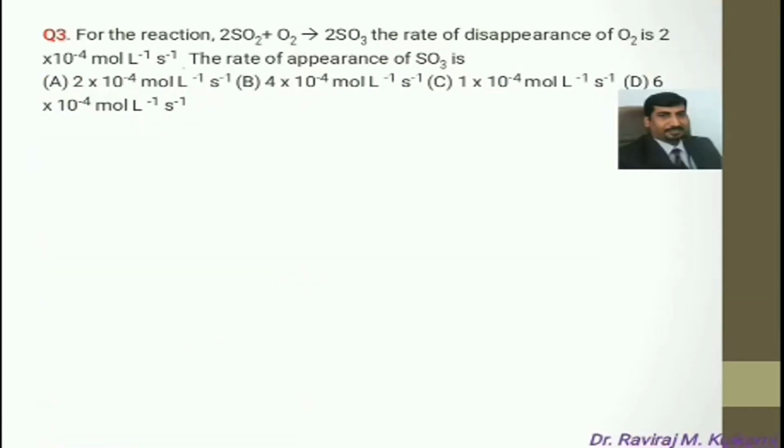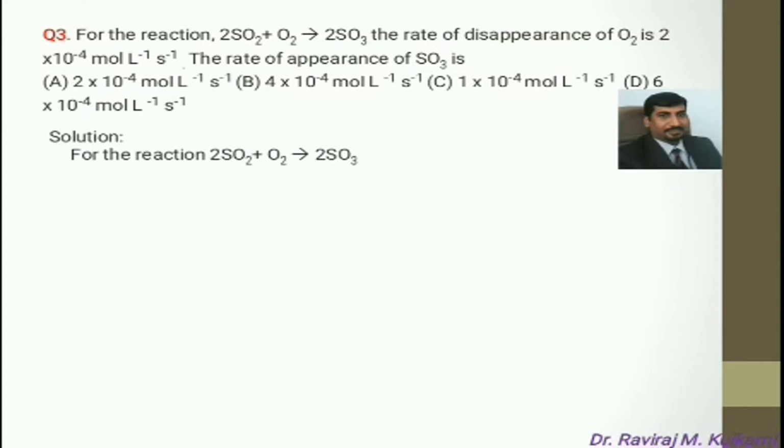Next question. For a reaction 2SO2 plus O2 giving 2SO3, the rate of disappearance of O2 is 2 into 10 raised to minus 4 mole per liter per second. The rate of appearance of SO3 is, they have given 4 options. We'll see which option is correct.